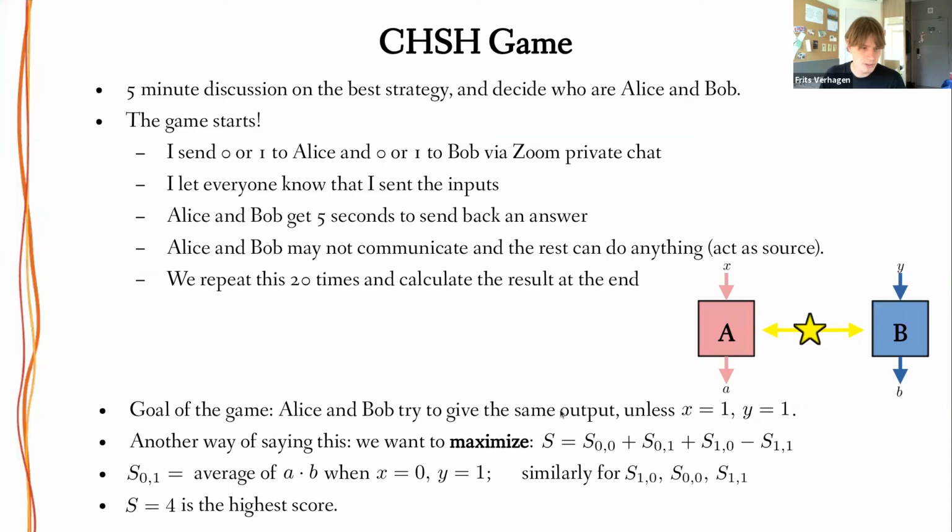Okay. So I'll give you just another minute to discuss. Let me confirm the strategy with Bob. I'm having some technical difficulties, sorry. Ethan, you're asking, can you see the goal of the experiment again? Yes, that will become clear in a moment. So the goal: they want to have the same output unless they both get input 1 and 1. So you want to maximize this S value here.